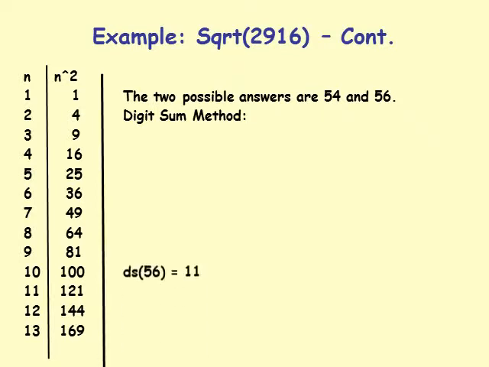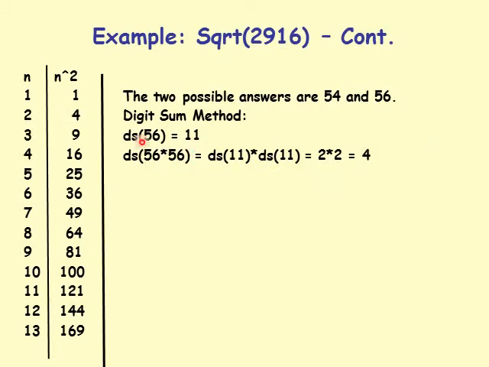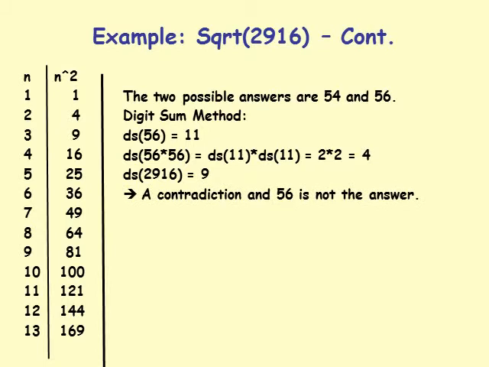Digit sum method. Let's say 56 is my first choice. The digit sum of 56 is 11, and the digit sum of 56 squared is the digit sum of 11 times the digit sum of 11, which is 4. The digit sum of 2916 is 9. So there is a contradiction: they do not match. We cannot confirm that, so that is the wrong option. Let's consider the other one.